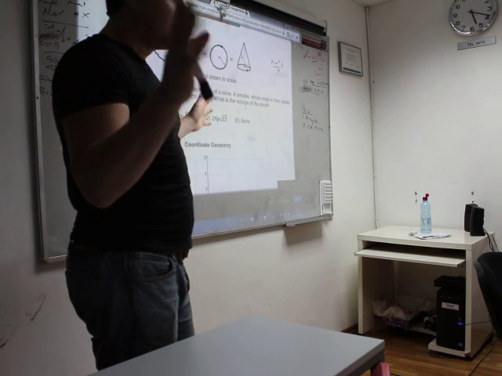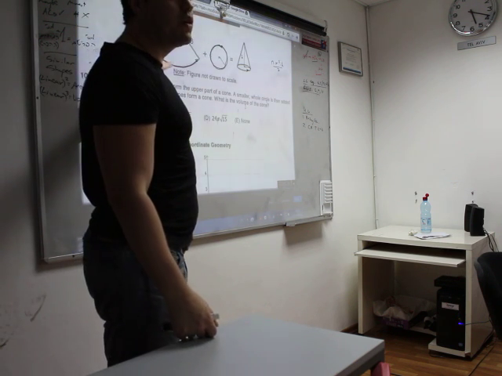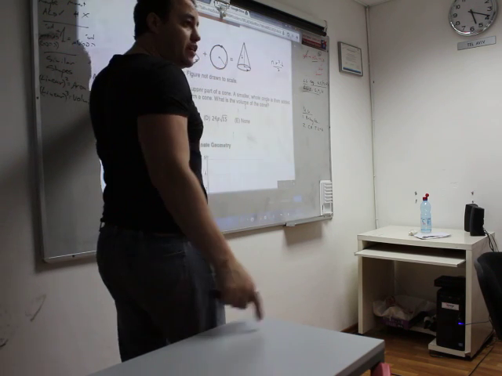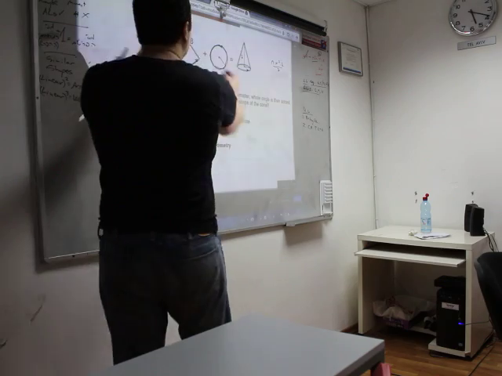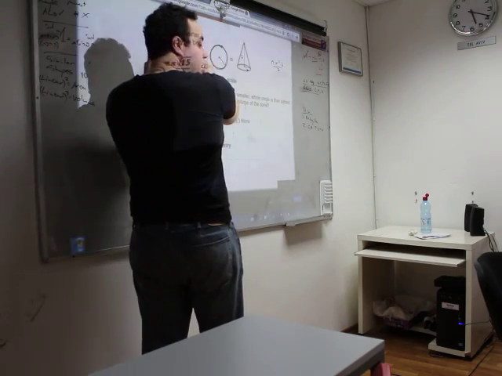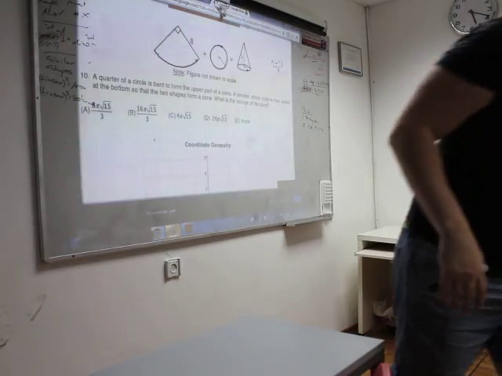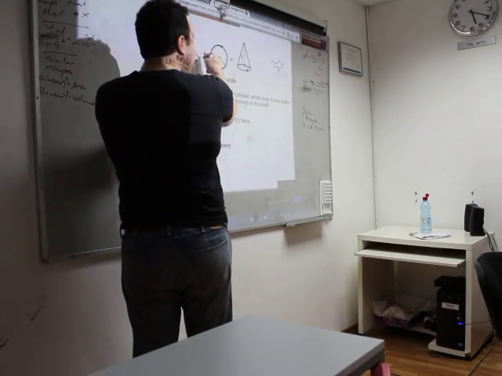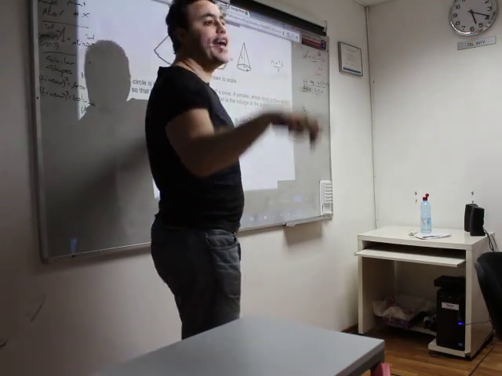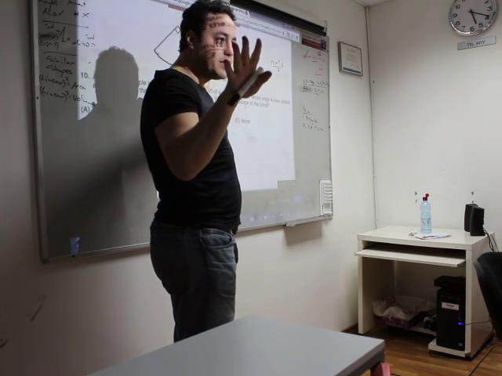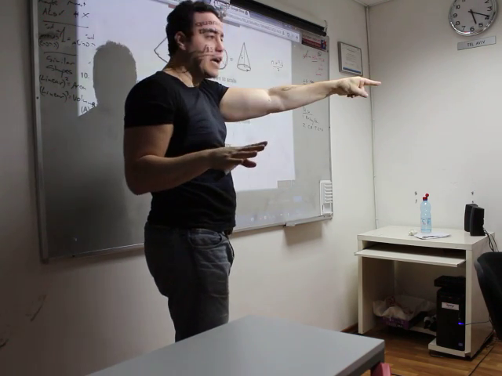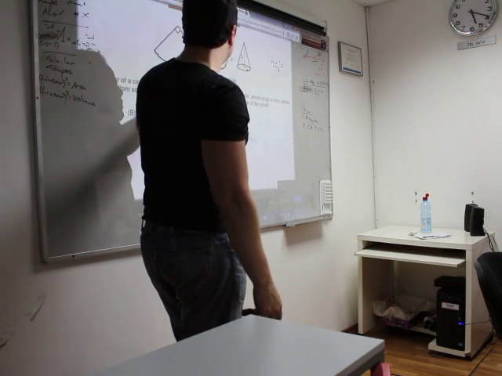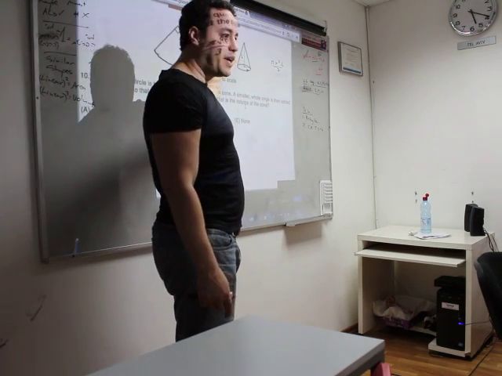Everybody agrees that this is a quarter of a circle? Why? Because this is a 90-degree angle, right? So this is a quarter of a circle, and this quarter of a circle is equivalent to an entire circle. Everybody sees it? 1 to 4. Fantastic. So that means that this circumference is 4 times as large, as big as that circumference.